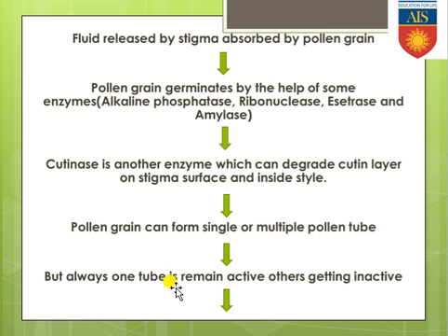But always keep it in your mind, one tube from one pollen grain only remains active, and all the remaining pollen tubes which are formed remain inactive, because through multiple pollen tubes, if multiple male gametes start coming, obviously there would be a problem during the time of double fertilization. So for that reason, according to the normal phenomenon, only one pollen tube remains active, and whatever male gametes are present within that remain active for further double fertilization.